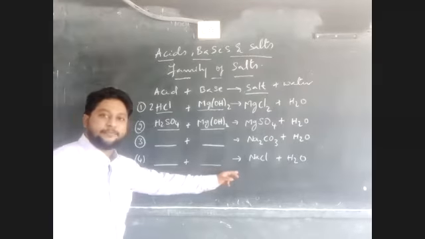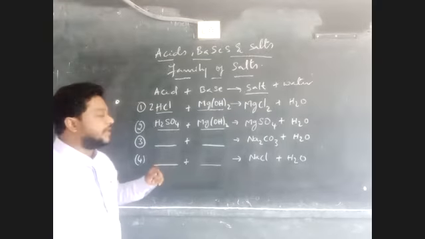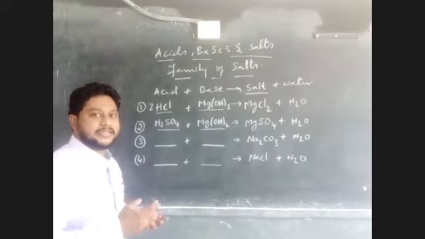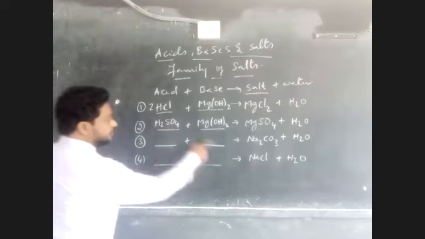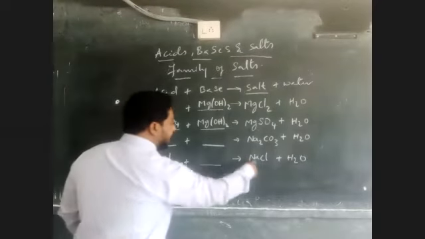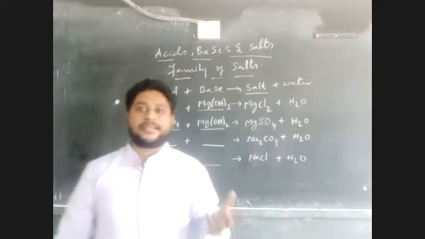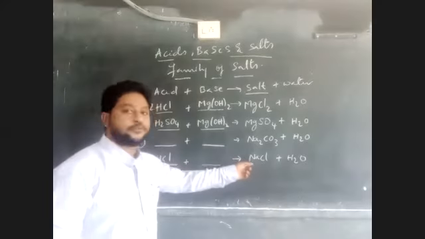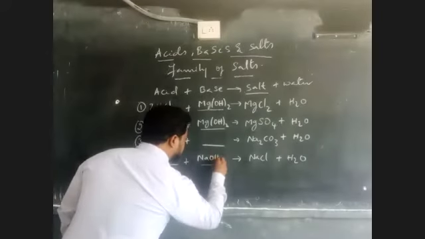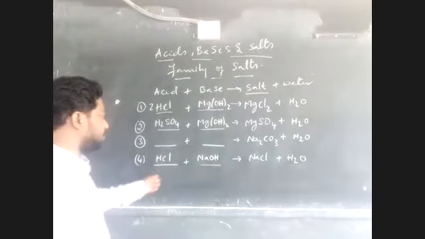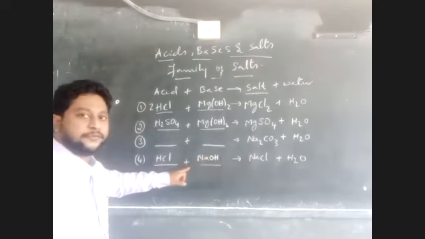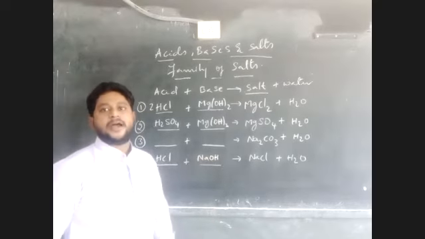This fourth example we have solved many times. Okay, now look at it. Cl. It will be present in which acid? Hydrochloric acid. Now Na. Na is present in which base? Sodium. So simply we can write sodium hydroxide, NaOH. So this is sodium chloride obtained from the hydrochloric acid and sodium hydroxide.